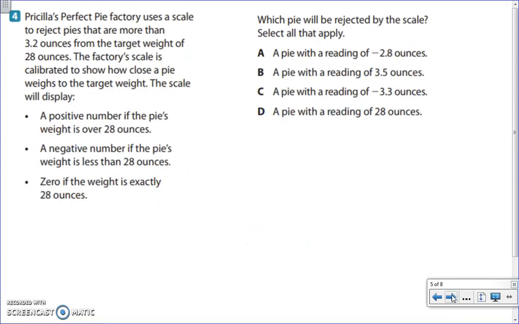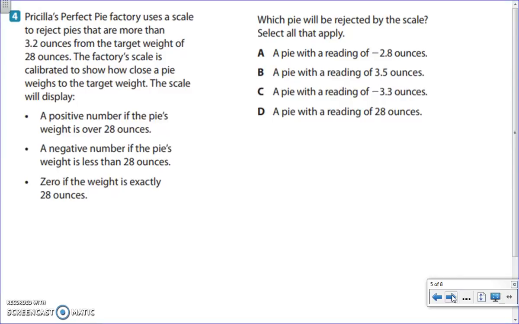It says Priscilla's perfect pie factory uses a scale to reject pies that are more than 3.2 ounces from the target weight of 28 ounces. The factory scale is calibrated to show how close a pie weighs to the target weight. So first of all, before I read anything else about how this problem works, what I'm thinking initially is that if the pie is more than 3.2 ounces heavier than 28, it's no good. If the pie is less than 3.2 ounces away from 28, it's no good.